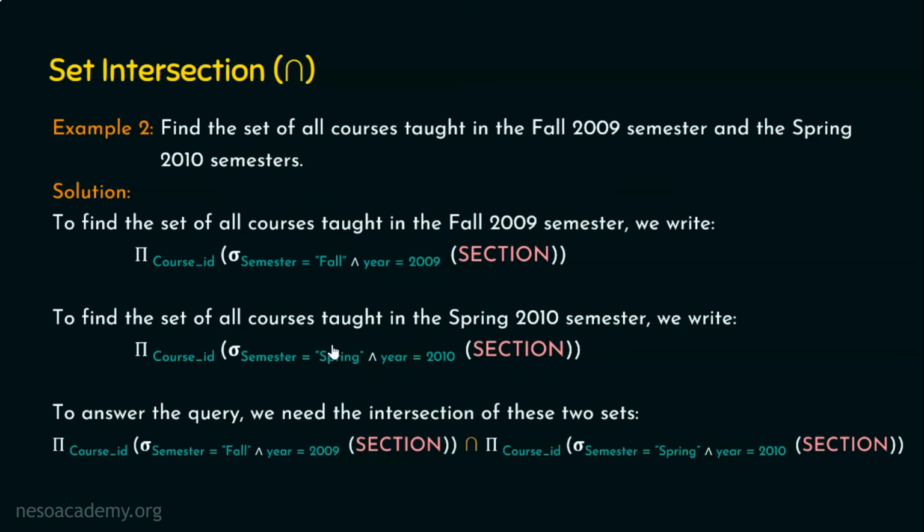So this is the first half, and this is the second half, and we are simply performing intersection so that the output will contain the set of all course IDs taught in both the fall 2009 semester and the spring 2010 semester. I hope this example is clear to you.